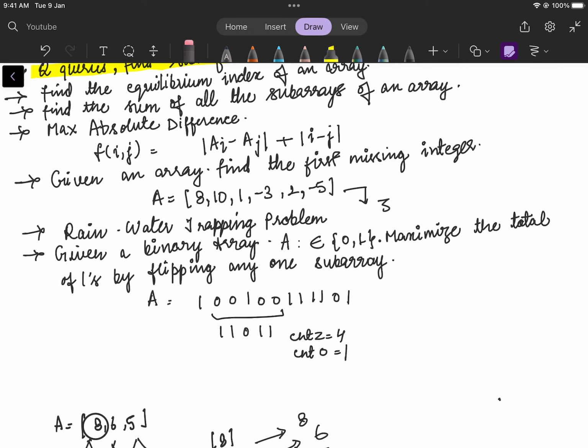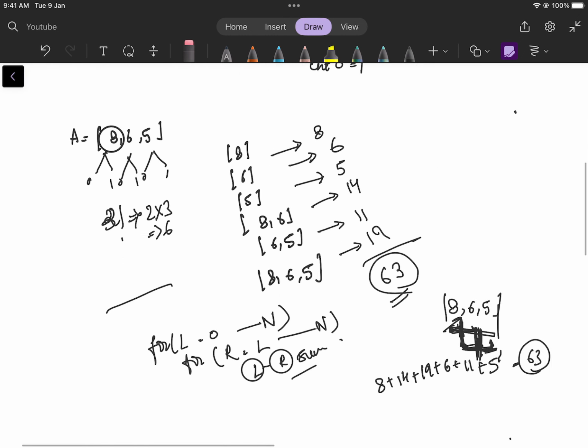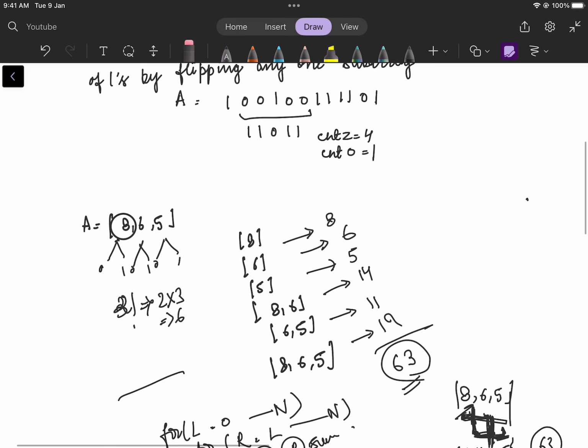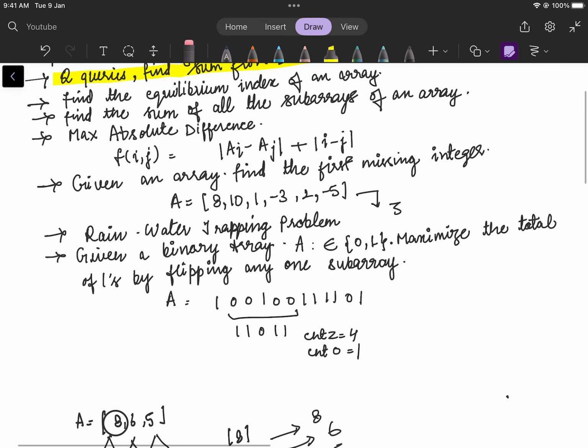So the next question is maximum absolute difference. Okay, let's understand the question first. I got the question. Can I copy this line? I don't know.